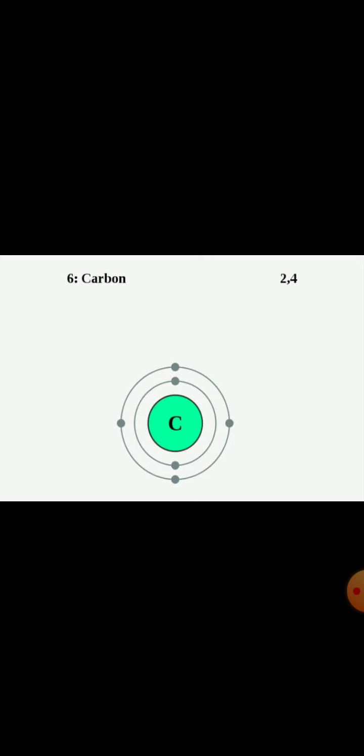So let us see for carbon. 6 electrons will be occupied in 2 orbits. First is the K shell, next is the L shell. So we know that in the first orbit we can fill a maximum of 2 electrons. So in the first K shell there will be 2 electrons, and in the next there will be 4 electrons. In this way, the electronic configuration of carbon is 2, 4. Total 6.